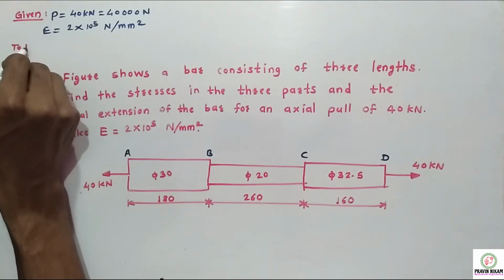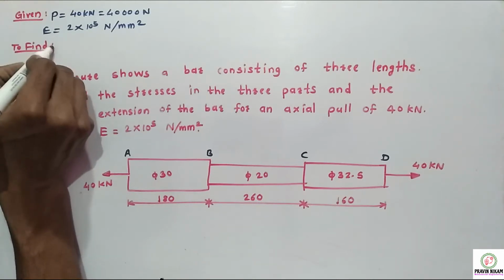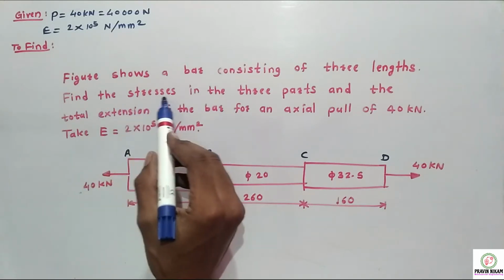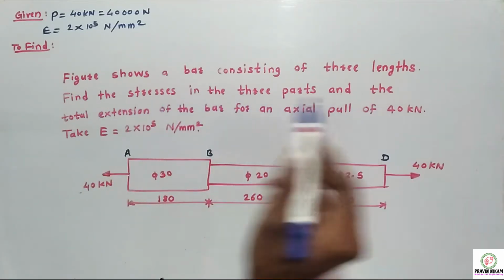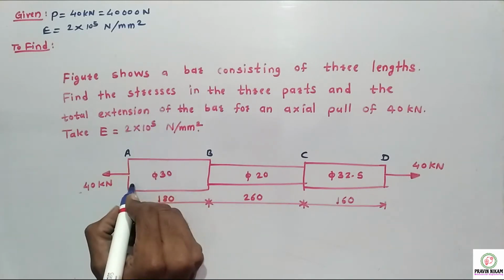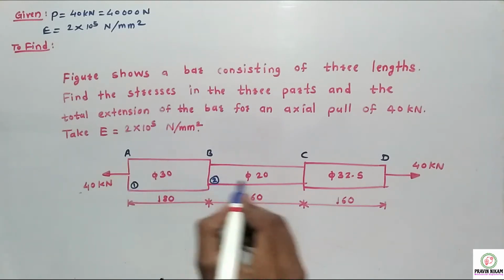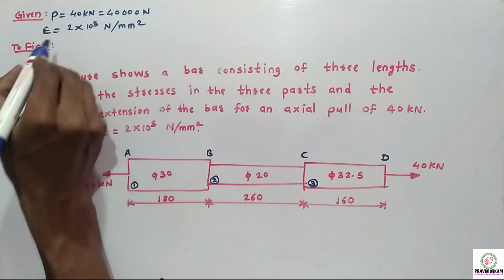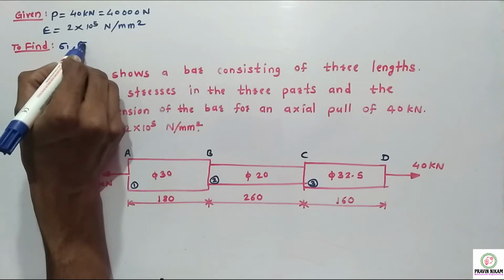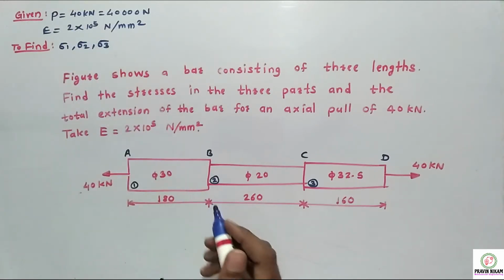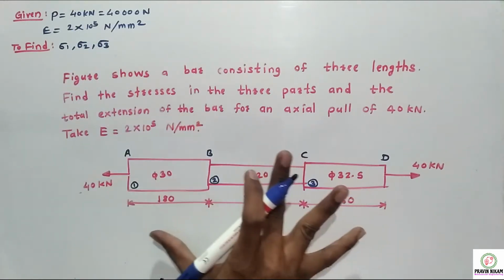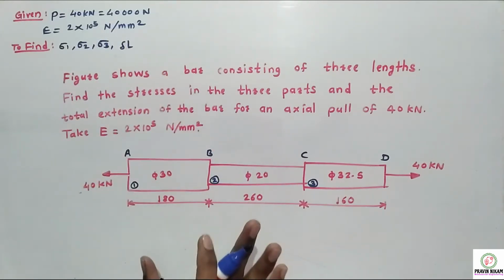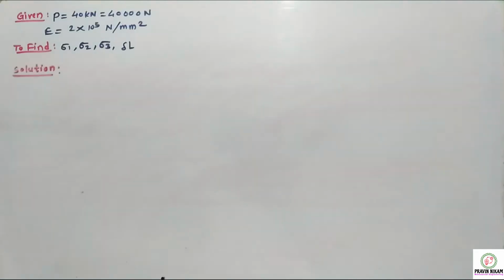We have to find the stresses in the 3 parts and the total extension. So this is part 1, this is part 2, and this is part 3. Stresses in part 1, 2 and 3 means sigma 1, sigma 2 and sigma 3. And also total extension means total delta L. Total delta L we have to find. Let us see how to find.